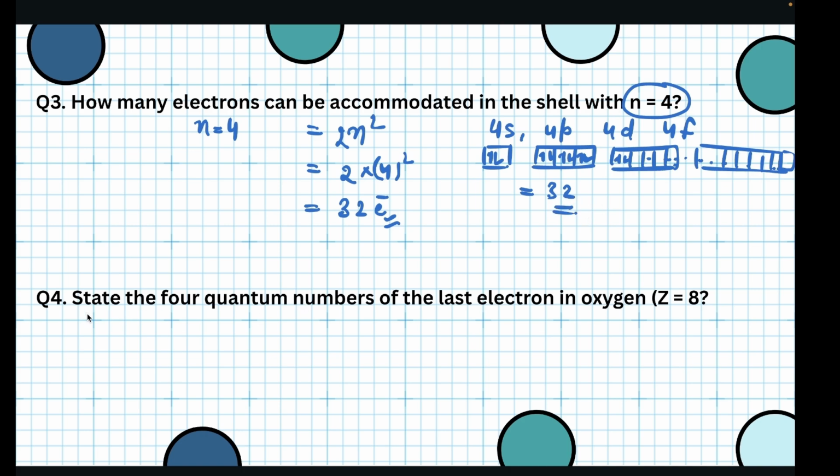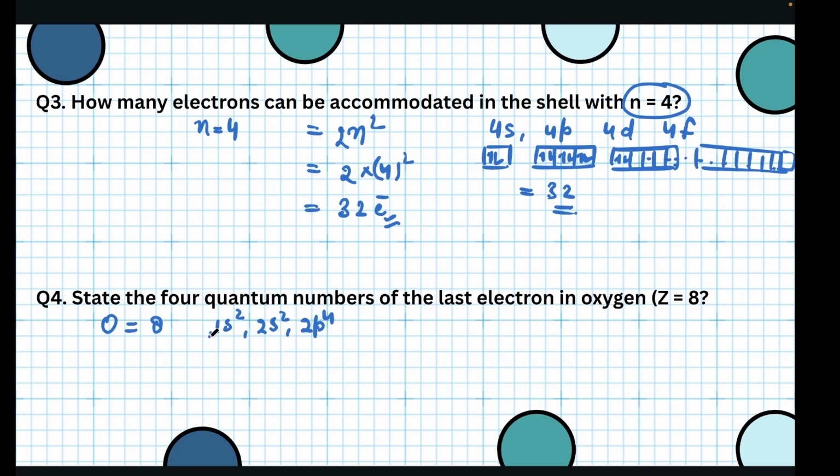Next question is, state the 4 quantum numbers of the last electron in oxygen. So, the atomic number of oxygen is 8. The configuration will be 1s2, 2s2, 2p4.